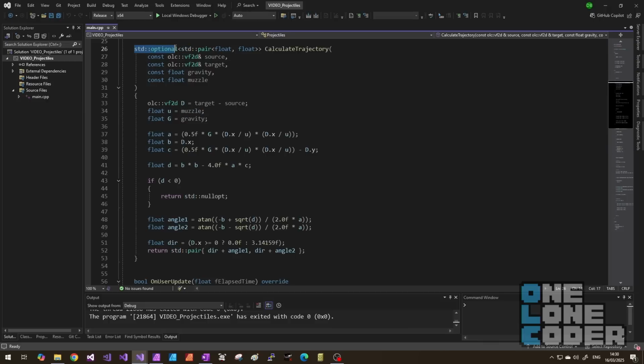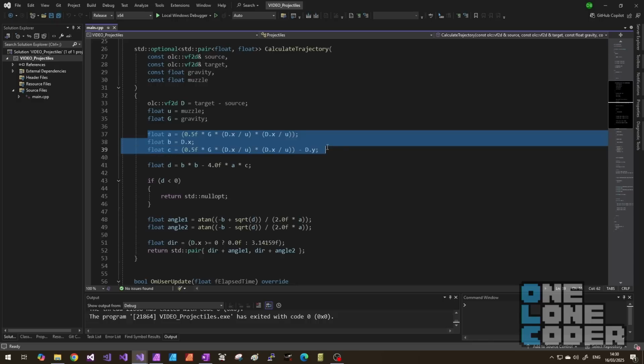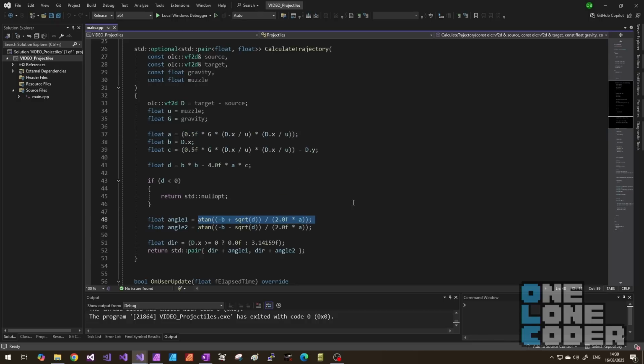It returns a standard optional of a pair of floats, and those two floats are the two possible angles you can fire at to hit the target. If it's not possible to hit the target, then the optional is declared null. And the previous video looked in some detail at how we could derive the A, B, and C parameters of a quadratic equation to then solve to give us those two angles.